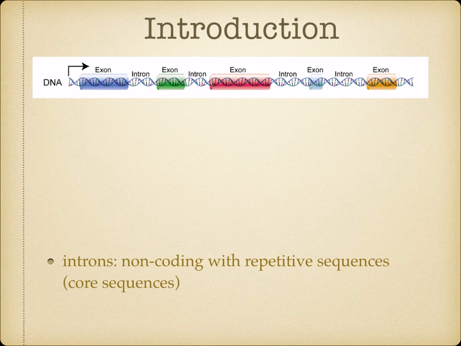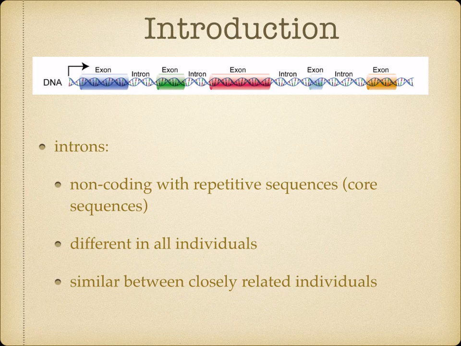Now, for every individual, the number and length of the core sequences has a unique pattern. They are different in all individuals except for identical twins. Even the probability of twins having exactly the same core sequence, length and sequence, is very small. These core sequences are more similar the more closely related any two individuals are.